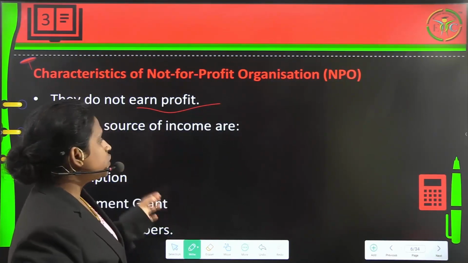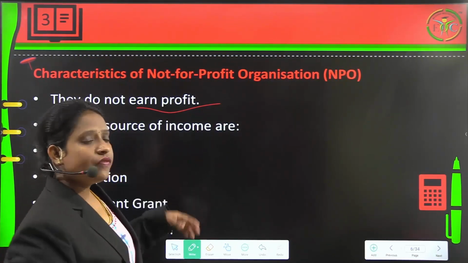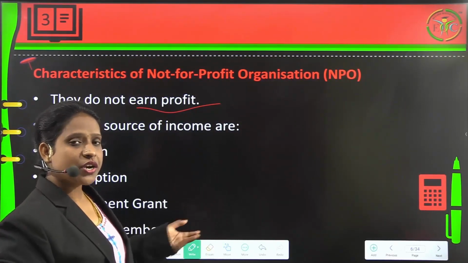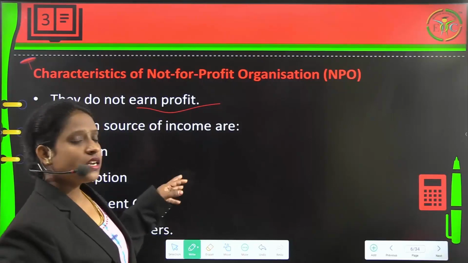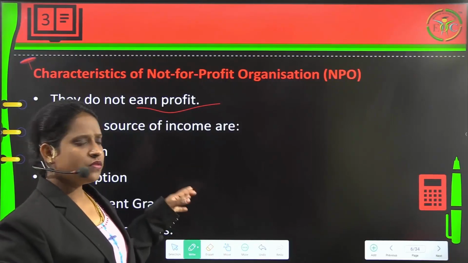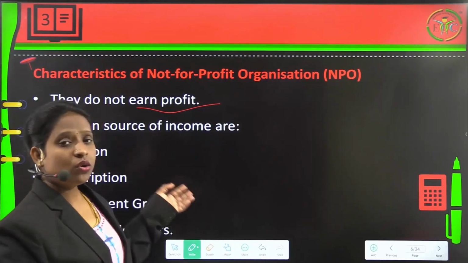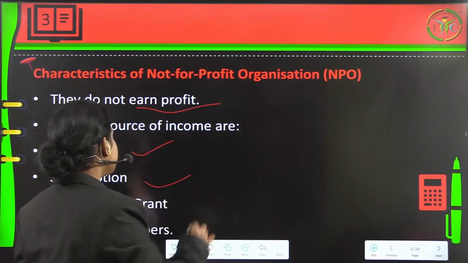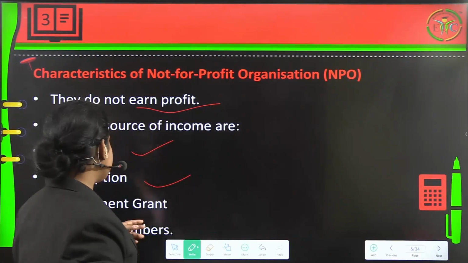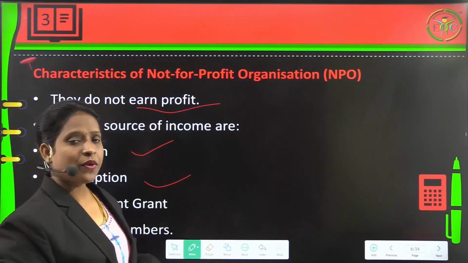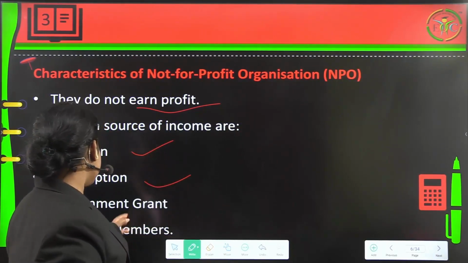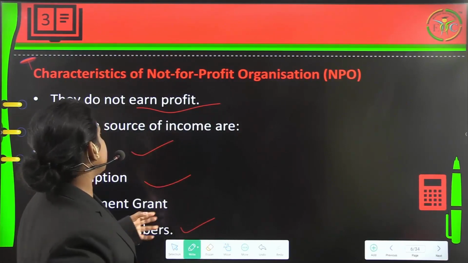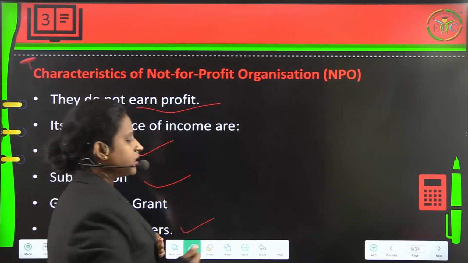Secondly, its main sources of income. If they are not expecting profit, how do they manage the activities in such an organization? There is a requirement of income. So their source of income is through donation, right, and also through subscription. Then government grants, okay, the fund which is provided under government grant. Then fee from members, right? So these are what we call the main sources of income.